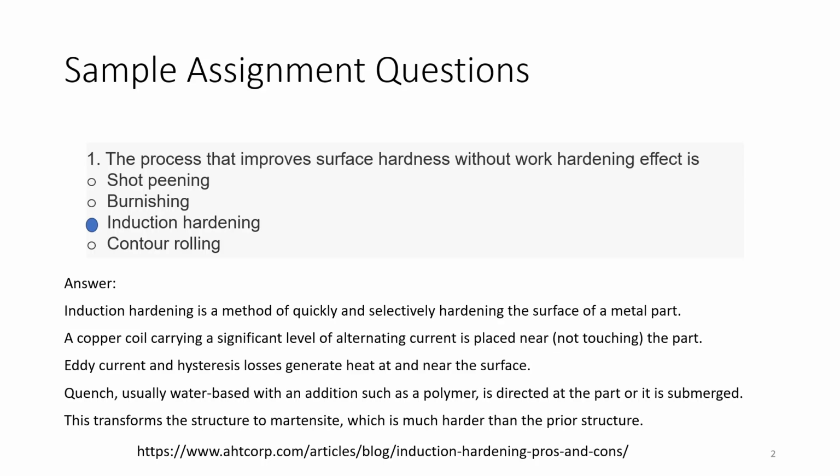And the quench is usually water based with an addition such as polymer, so we can use resin as well to cool your material. It is directed at the part or the part is submerged, and this transforms the structure to martensite, which is much harder than the prior structure.